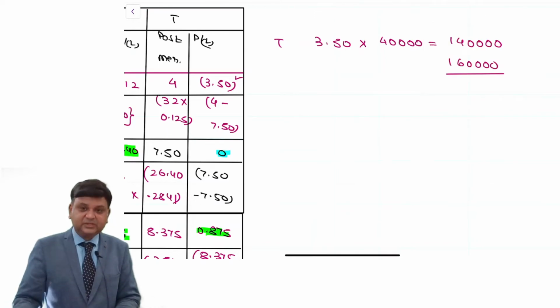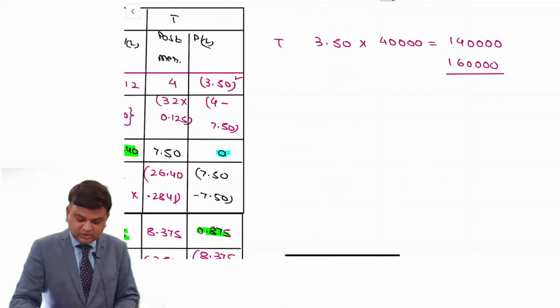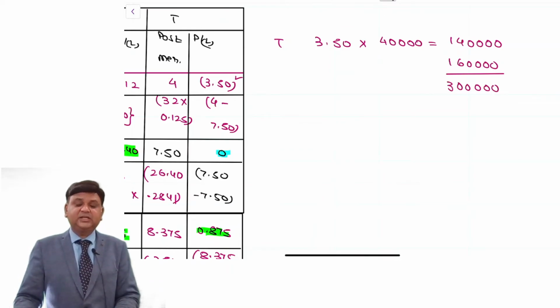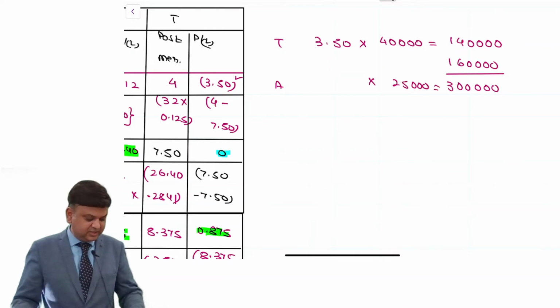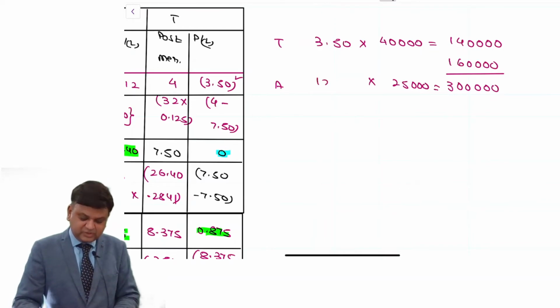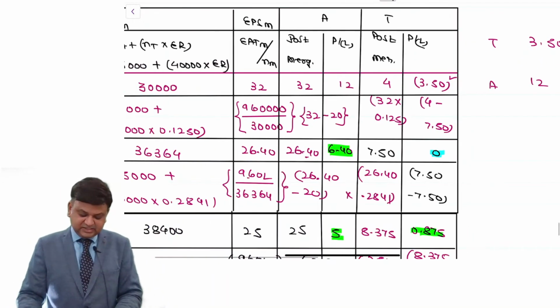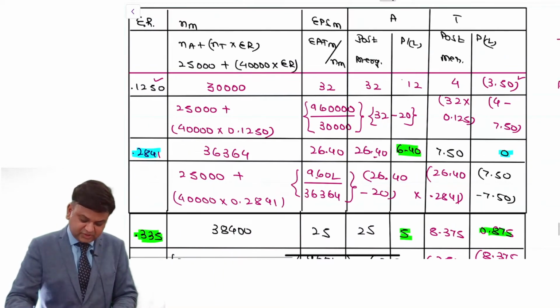There is an increase in the earning by an amount of 1,60,000. So 1,60,000 plus 1,40,000 is a total increase of 3 lakhs. This 3 lakh rupees of earning is transferred to the shareholders of the acquiring company, and we know that the acquiring company's number of shares are 25,000. So 3 lakhs upon 25,000 comes to 12 rupees per share. And this 12 rupees per share is provided over here.